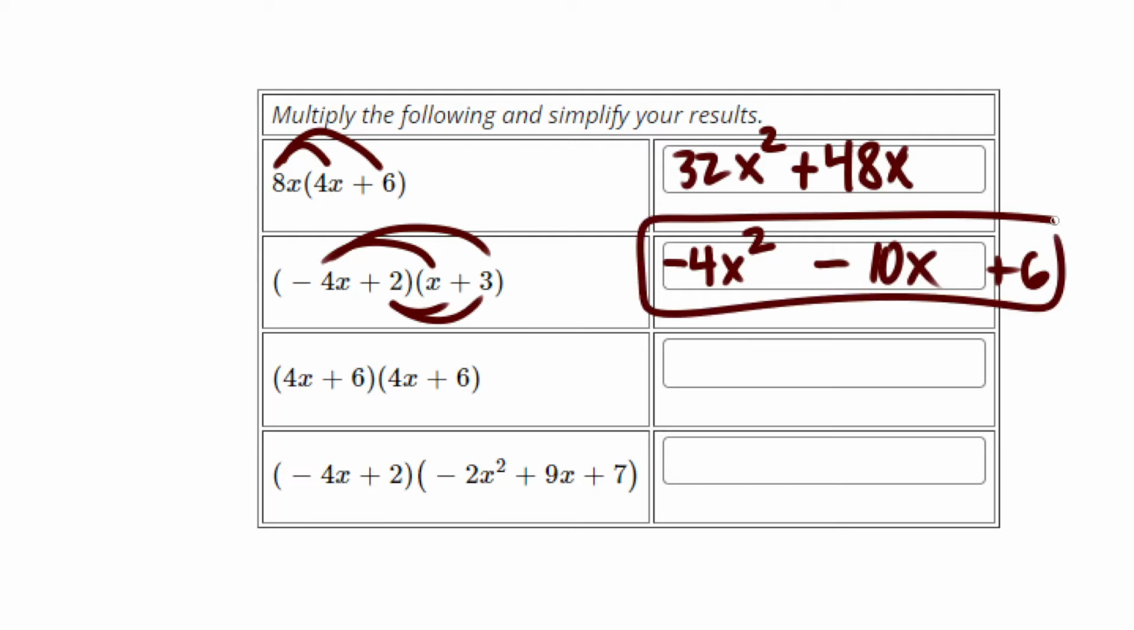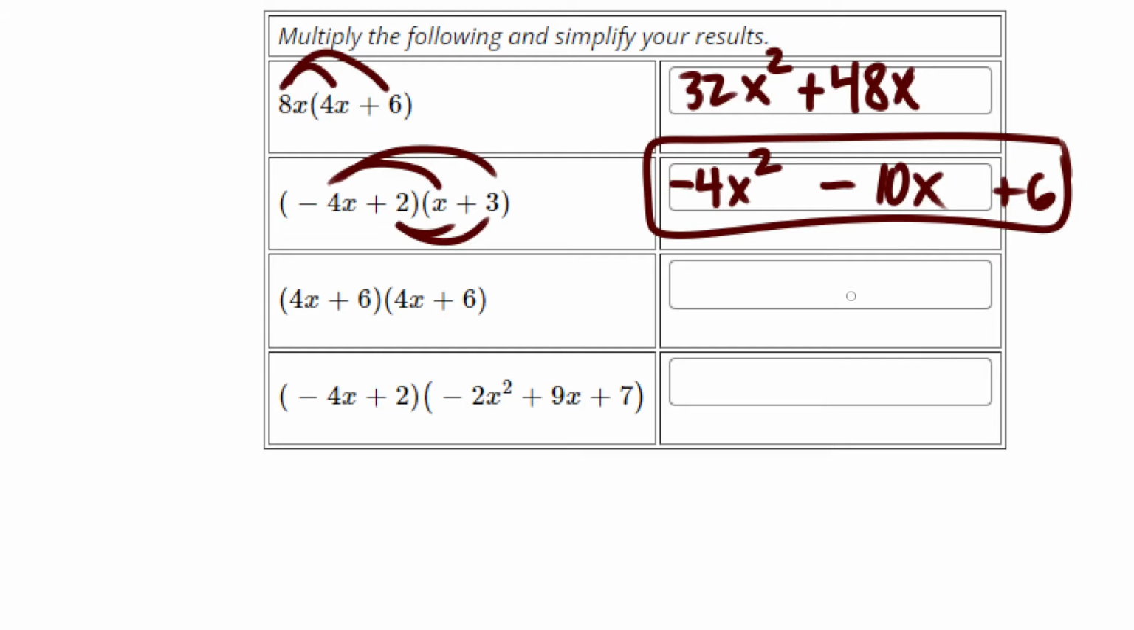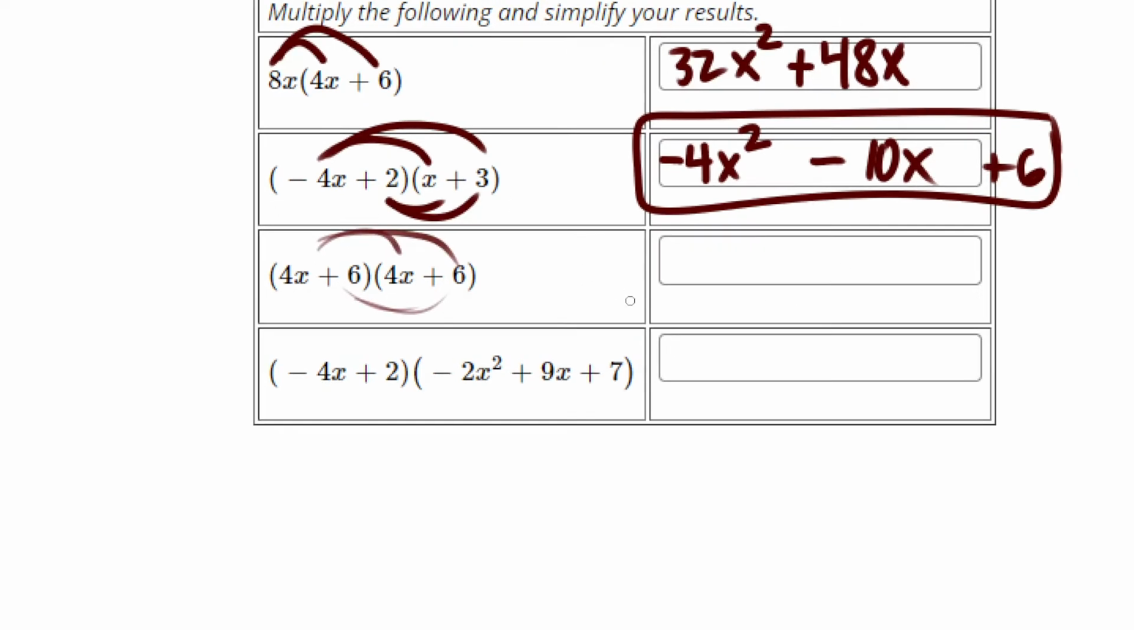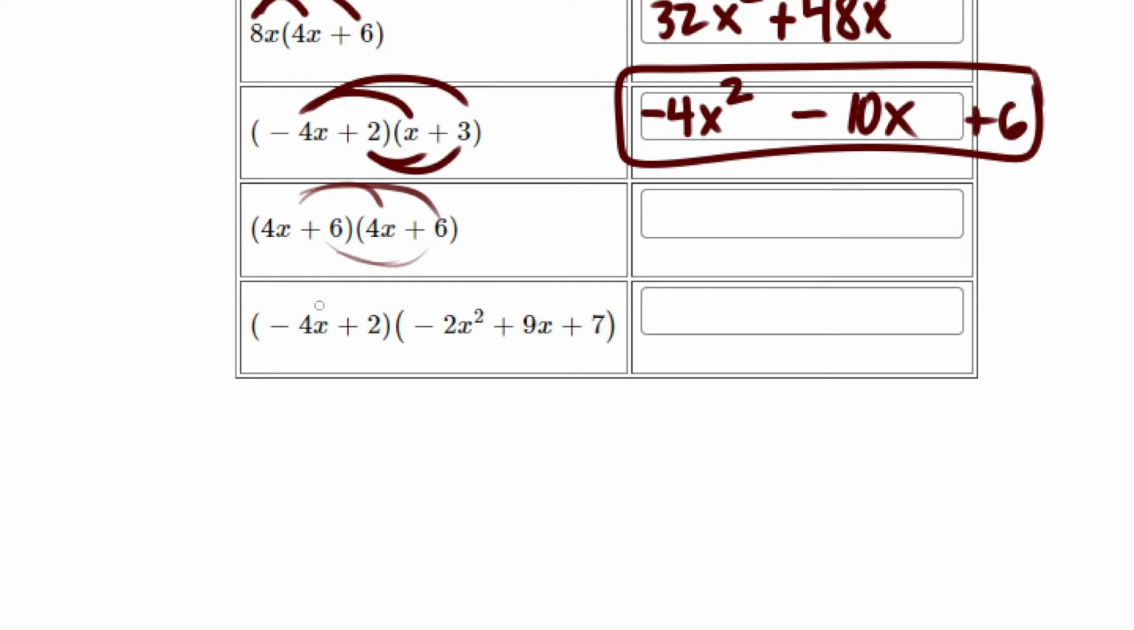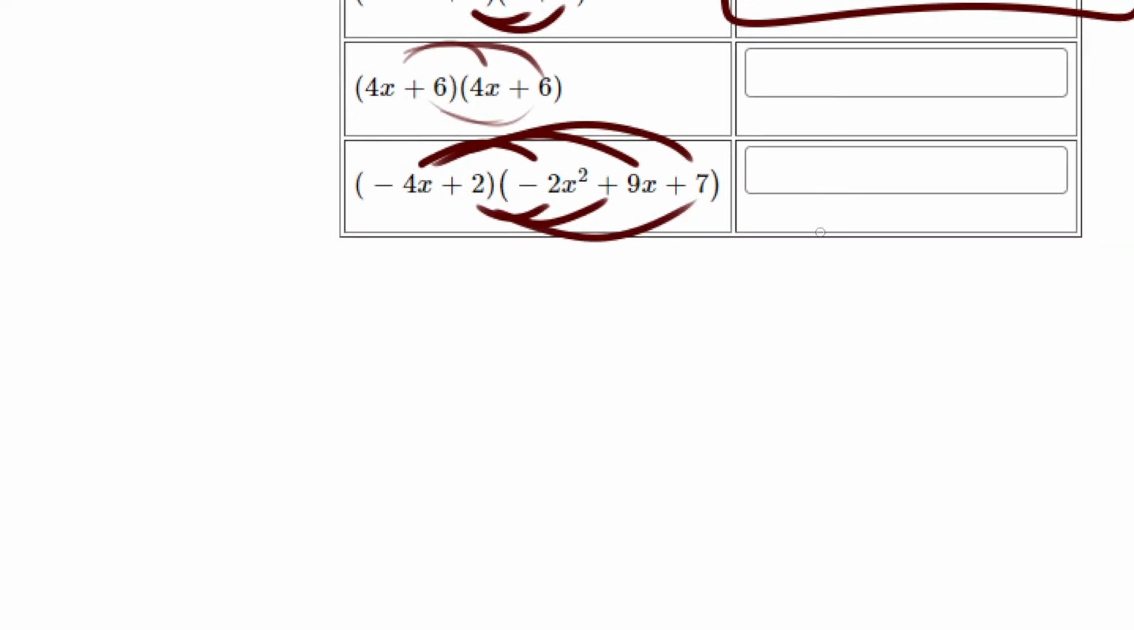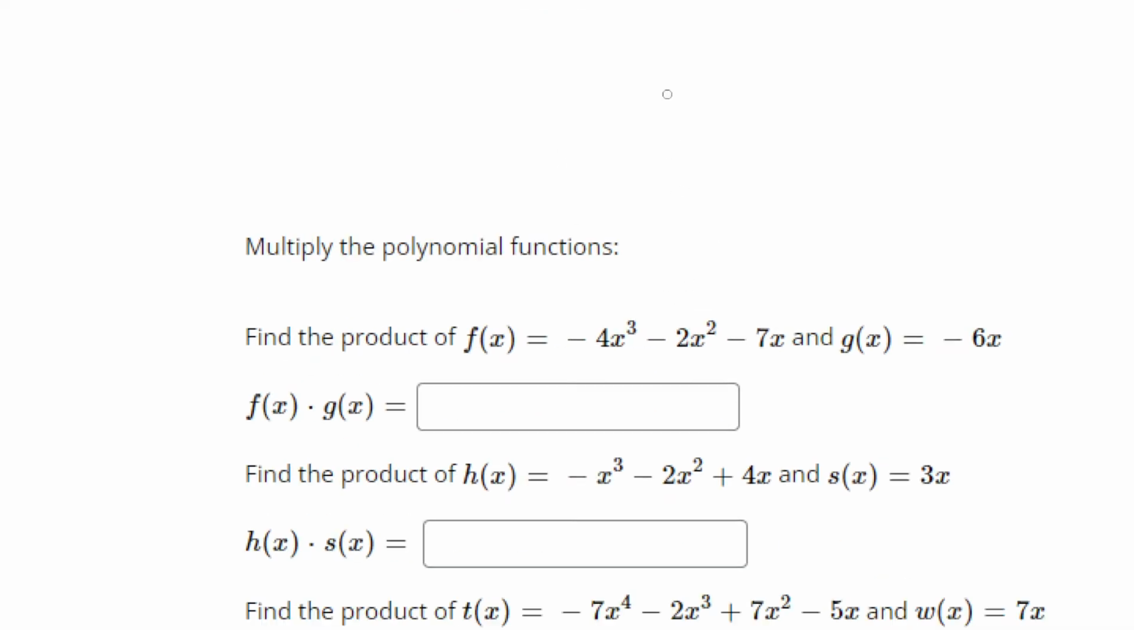You just got to multiply every term by every term. And the same would apply here. I'm not going to do it for this one because it's a lot of time. But this one would be this times this times this, this times this times this. It's useful to figure out which ones are which by doing that method.